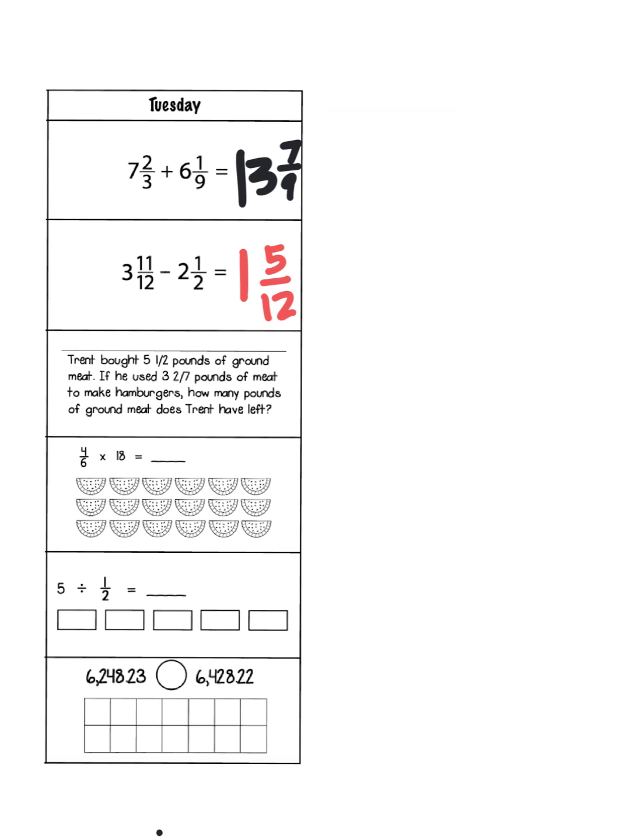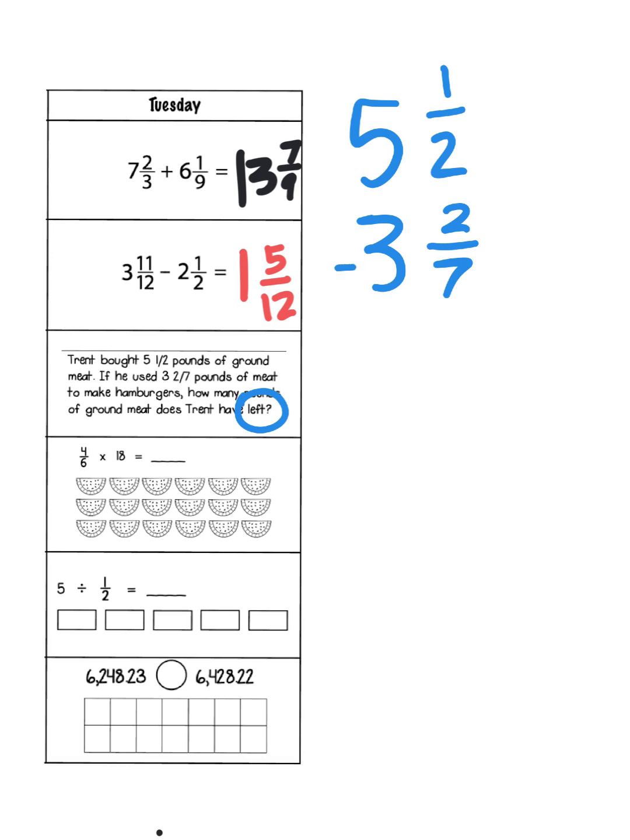Now let's take a look at this word problem. This word problem says Trent brought 5 and 1/2 pounds of ground meat. He used 3 and 2/7 pounds of meat to make hamburgers. How many pounds of ground meat does Trent have left? I see the keyword left, which is a clue that we're going to subtract 5 and 1/2 minus 3 and 2/7.